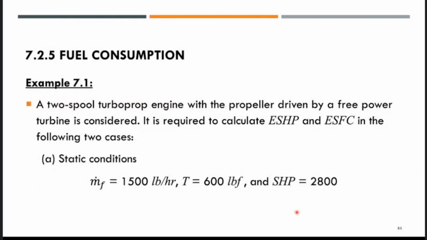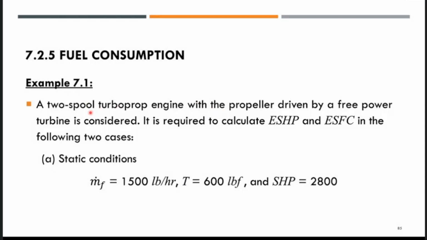turboprop engine. Let us go through one example. Since we have time today, we can go into example 7.1. A two-spool turboprop engine. Once we say two-spool, you have to keep in mind that there are two sets of compressor or two sets of turbine, and the low pressure turbine is connected to the low pressure compressor and the propeller, or the other type, the high pressure turbine is connected to the high pressure compressor. And this is just one of the possibilities.